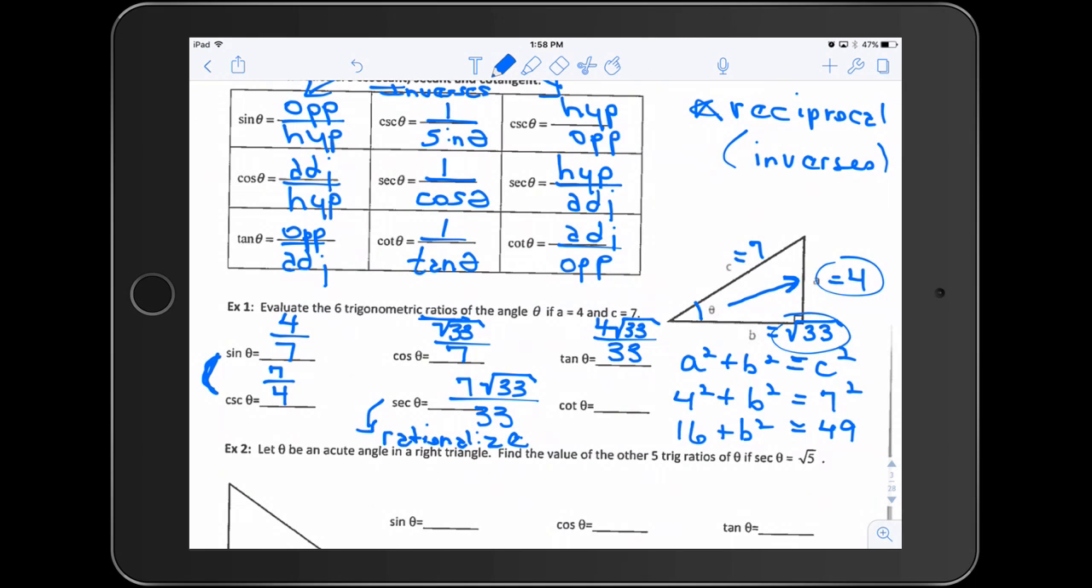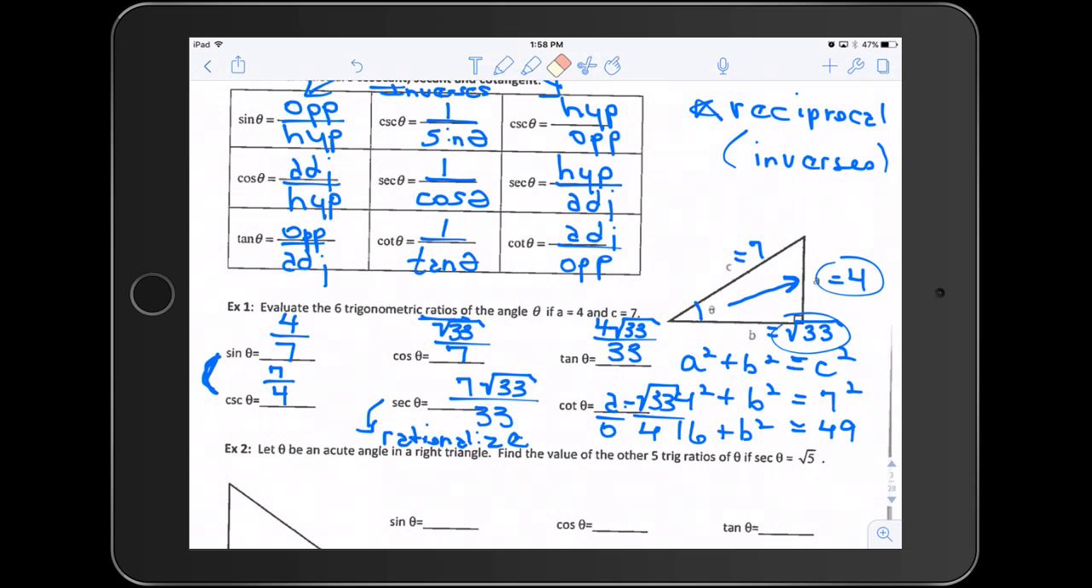The cotangent, we can start from the original. Actually, I would highly recommend in this case, if you've rationalized a ratio, make sure you don't use that as just the reciprocal. You want to go back to the triangle and say, okay, cotangent of theta is going to be the adjacent over opposite. And if I look over here, the adjacent side is square root of 33, so square root of 33 over 4. Then you don't have to do any more work.